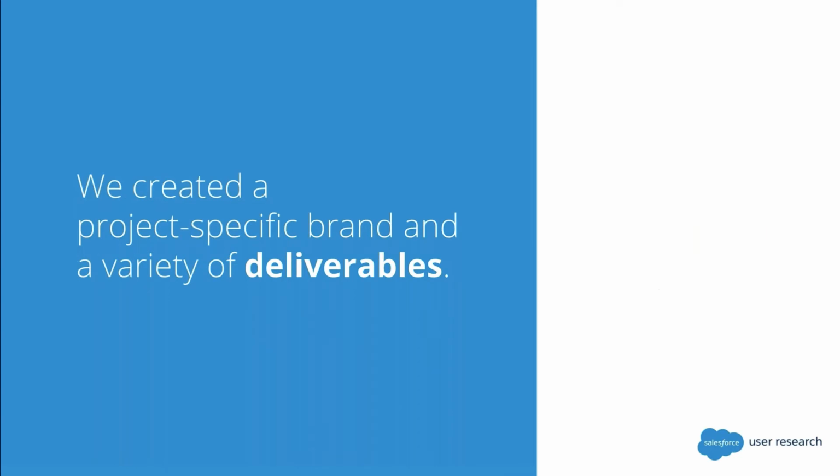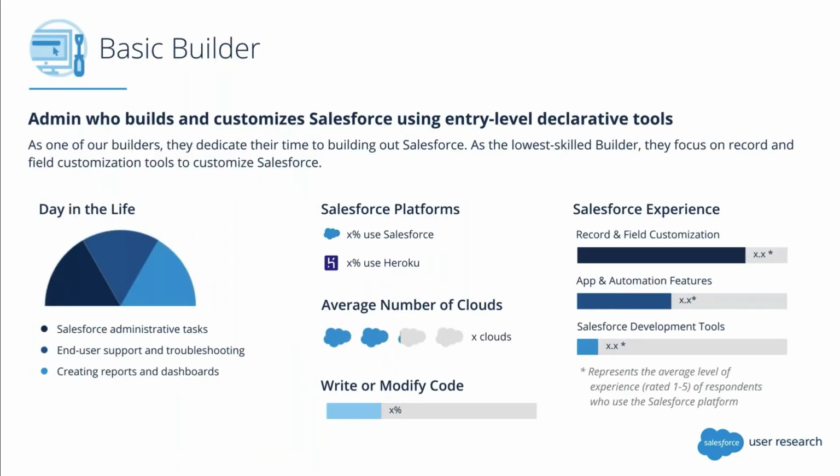Next, we created a project-specific brand, and we created a bunch of different deliverables. We worked with a visual designer to create icons, a color scheme, deck templates, all of these materials that would show together, like, this is the admin and developer personas. This is a cohesive project. For example, we created a quick snapshot for each persona. This is an example of one of them. It included the name, the icon, a quick description, and some data.